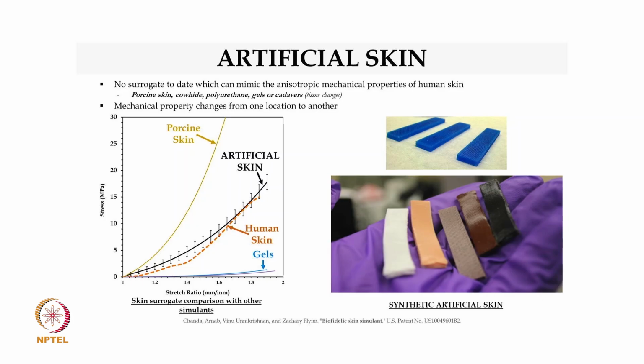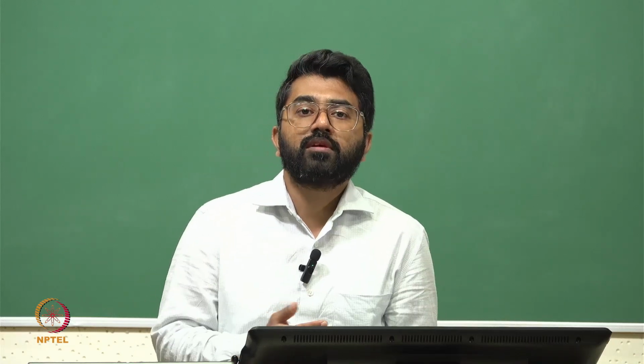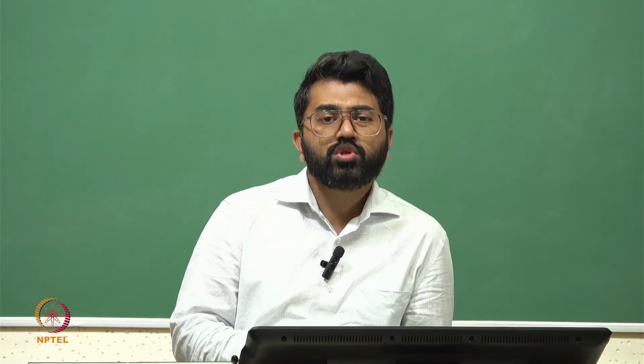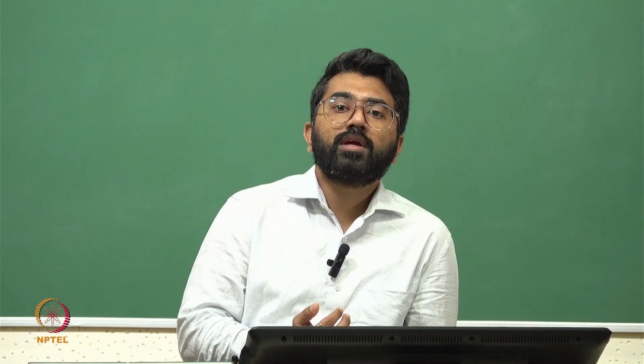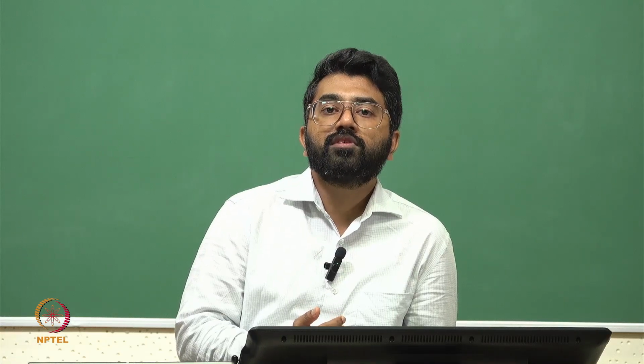We found that no surrogate or artificial skin or tissue simulant exists which can mimic the anisotropic mechanical properties of the human skin. Isotropic means a material has the same property in every direction. Skin is highly anisotropic, like most of the other soft tissues, right? So we needed to build some soft tissue simulant which can mimic the anisotropic mechanical properties of the human skin. That was totally missing. That's what we found out from a literature search and a detailed patent search, right?